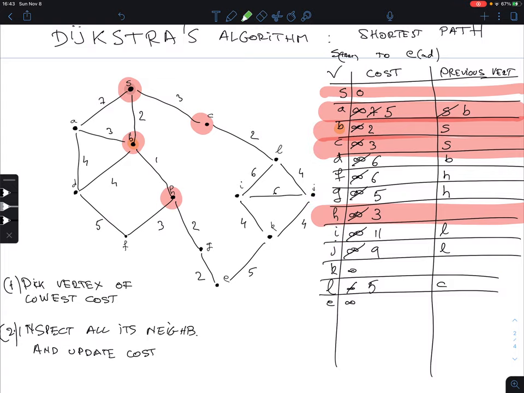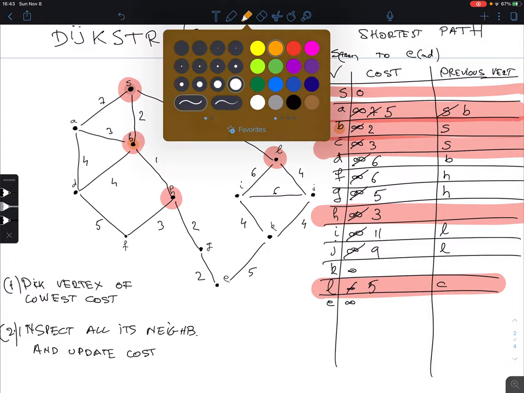But then, and this is more important, I'm done with L. L is done, so L is out. Next, cheapest one available. Now we are at G, C. At some point, I have to do everything. That's what I wanted to show you. You're going to have to do everything anyway. So I go to G.